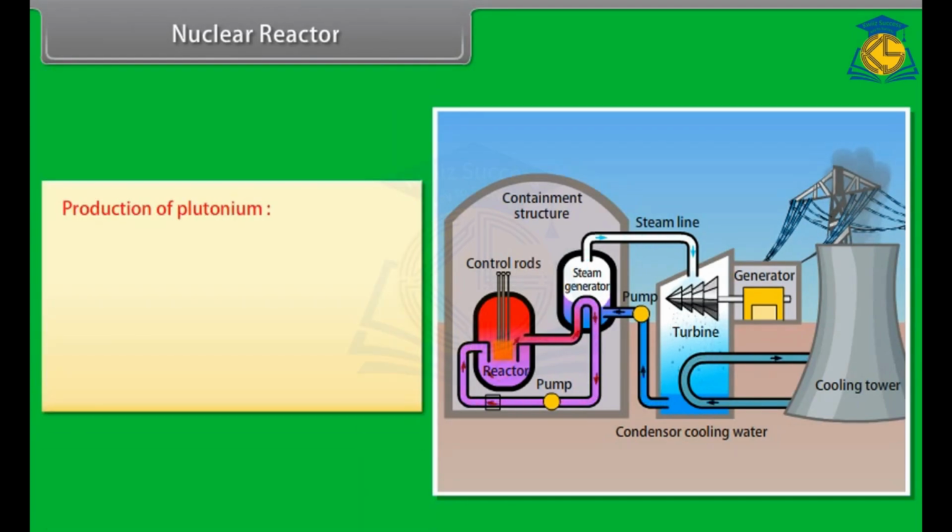Production of plutonium. Some fast neutrons produced in the reactor are absorbed by uranium-238. As a result, it is converted into an unstable isotope, uranium-239.